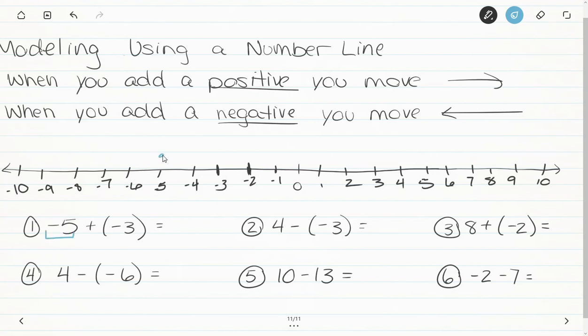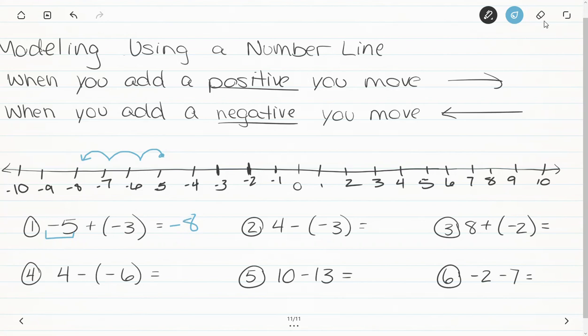So I'm going to start right here. And then it says add negative 3. Well, I can't add forward with a negative number. So if I'm going to add a negative, I have to go backwards because it's the negative number. So I'm going to go backwards 3. 1, 2, 3. So when I do this, I have 5 negatives and 3 more negatives. So I end up with 8 negatives as my answer there.